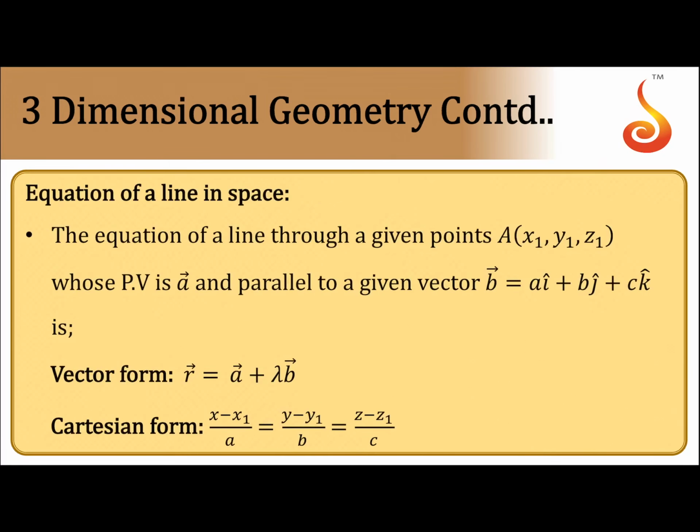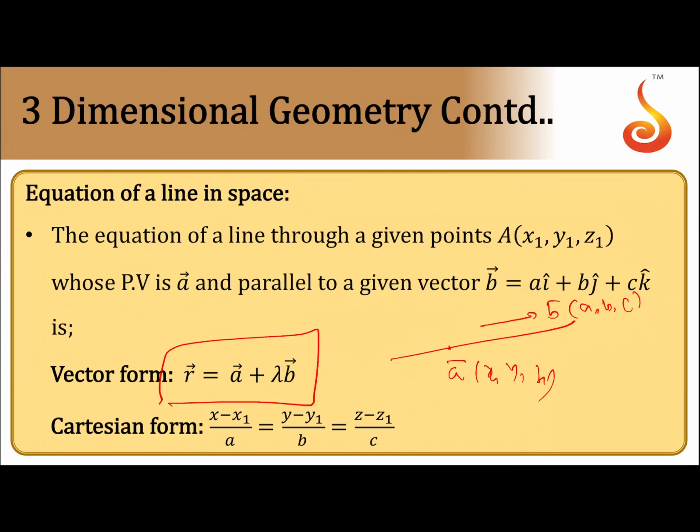Coming to the next one, equation of a line in space. A straight line passing through the point A (x1, y1, z1), and parallel to a vector b bar whose components are a, b, c, is given by r equals a plus lambda b, and in the Cartesian form (x minus x1) by a equals (y minus y1) by b equals (z minus z1) by c.